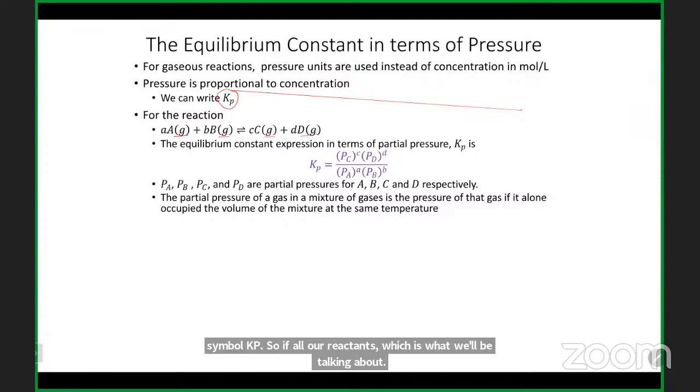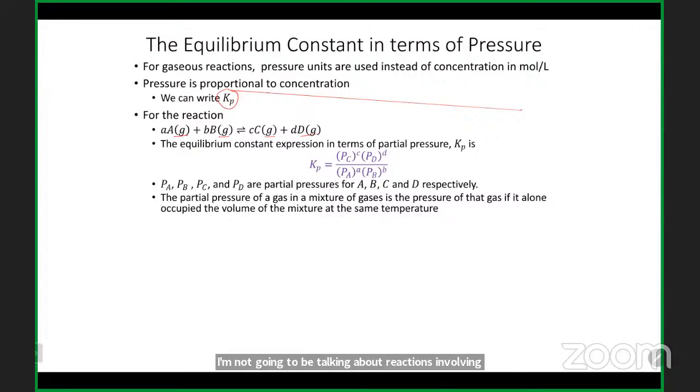I'm not going to be talking about reactions involving a mixture. Some of those questions are things that we will deal with ahead. So the equilibrium constant in terms of partial pressure is given by that expression. And what is P?